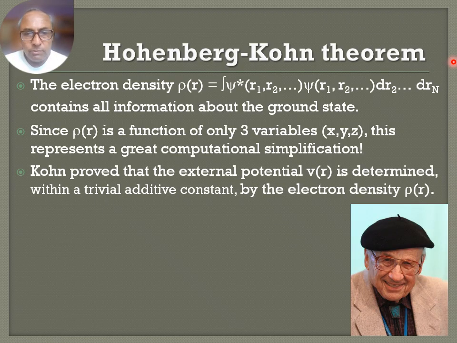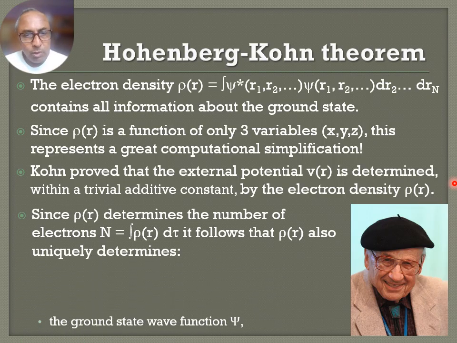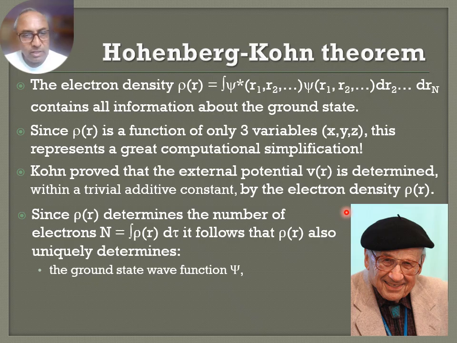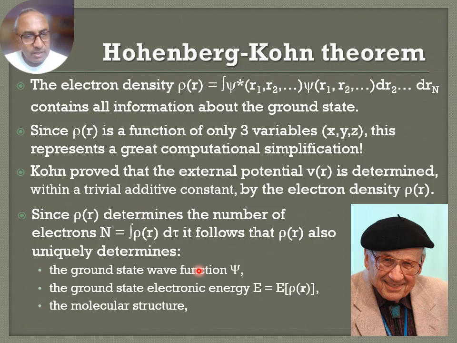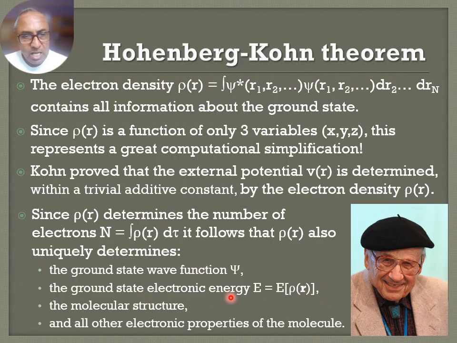Walter Kohn proved that the external potential v of R is determined within a trivial additive constant by the electron density rho of R. Since rho of R determines the number of electrons, that is n equal to integral rho of R d tau, it follows that rho of R also uniquely determines the ground state wave function, the ground state electron density and energy, the molecular structure and all other electronic properties of the molecule.